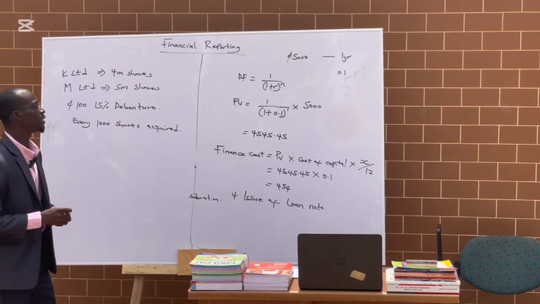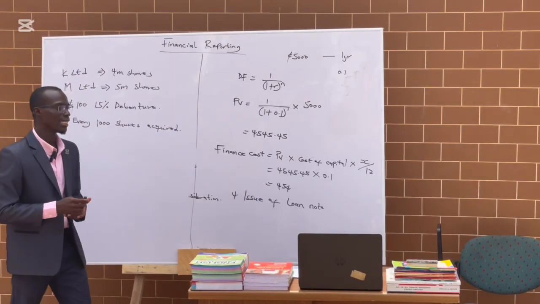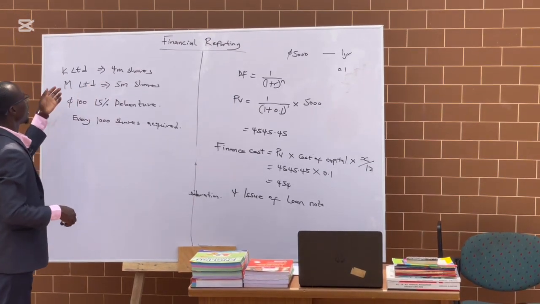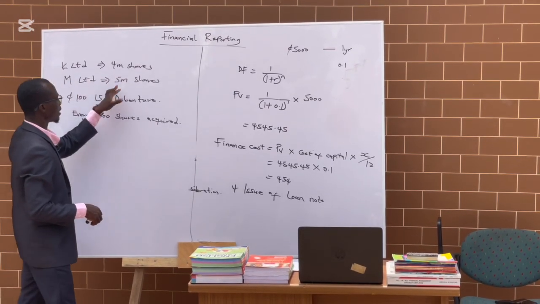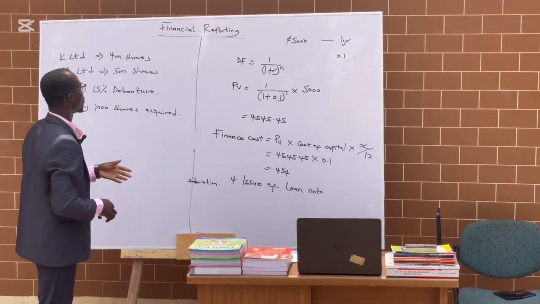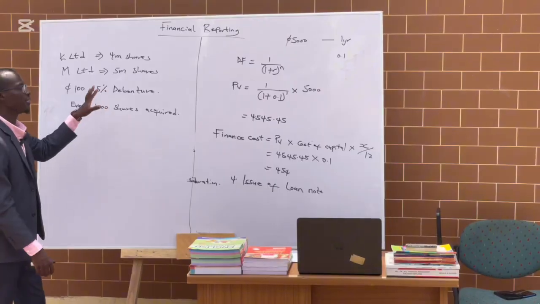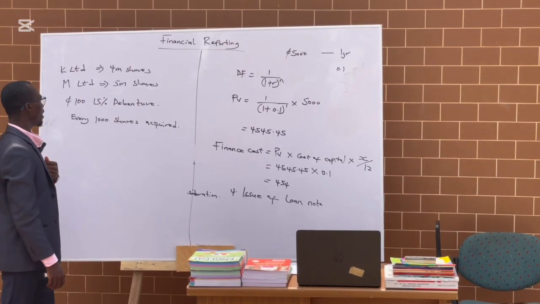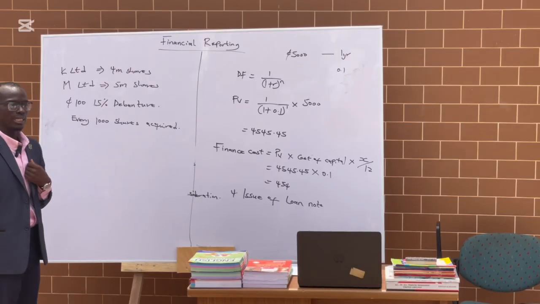So this one too is very similar to how we did the share exchange. When it comes to this, K Limited has issued 4 million shares, or let's say has acquired 4 million shares out of the 5 million shares of M Limited. So if you are doing the group structure, everything will show clearly that K Limited is going to be the parent and M Limited is going to be the subsidiary.